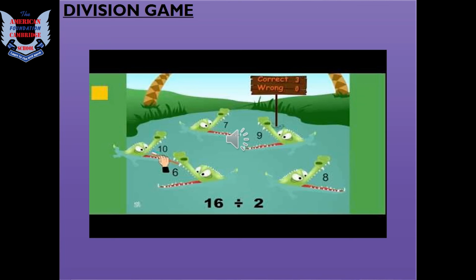As I told you before in the presentation, whenever we do division, we start reading the table of the smaller number to get the answer. So you have to read the table of 2 until 16 comes. Okay, so start reading the table and find out the answer. If you find the answer, you will get 3 points.